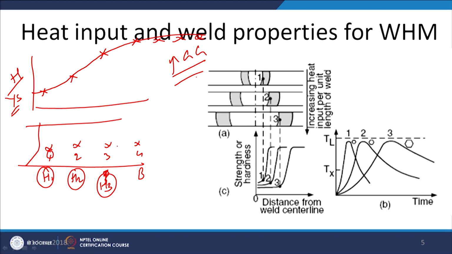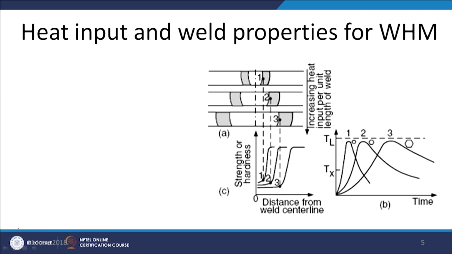So, for those metals which are primarily strengthened through the work hardening effect or the grain refinement effect, this kind of variation in hardness due to recrystallization and grain growth is true. This is another schematic which is showing the variation in the weld properties and heat affected zone properties as a function of the heat input.